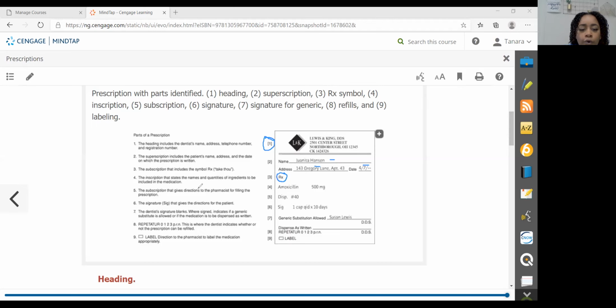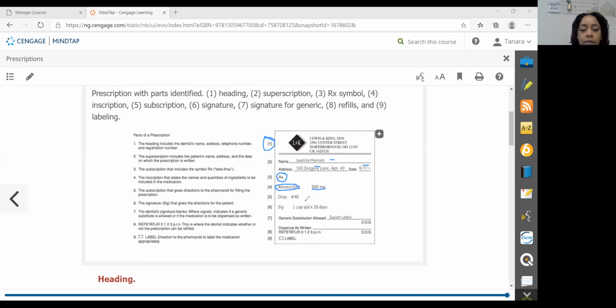Okay, number four, the inscription, that's pretty much where it states the name and the quantity of the ingredients to be included in the medicine. So as you can see in number four here, it says amoxicillin and it says the milligrams. So the milligrams determine how strong each individual pill is.